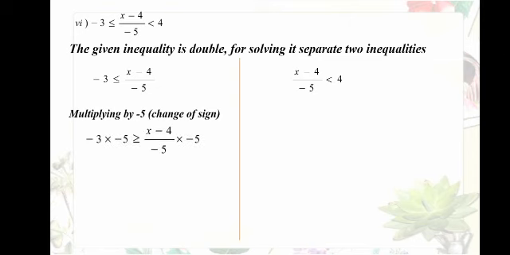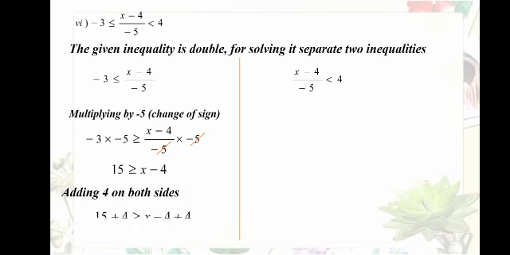So here we are multiplying by minus 5, so the inequality will be changed and the equation will become minus 3 multiplied by minus 5 greater than equal to x minus 4 over minus 5 multiplied by minus 5. Minus 5 will be cancelled with minus 5. The remaining term will be, minus minus is plus, 3 multiplied by 5 is 15 greater than equal to x minus 4. Adding 4 on both sides, the equation will become 15 plus 4 greater than equal to x minus 4 plus 4.